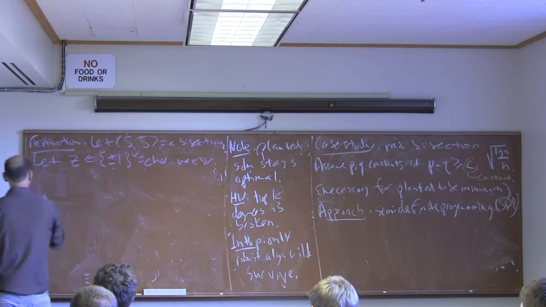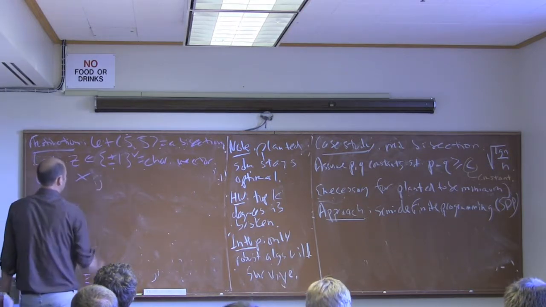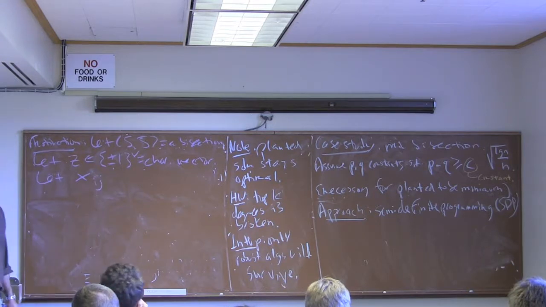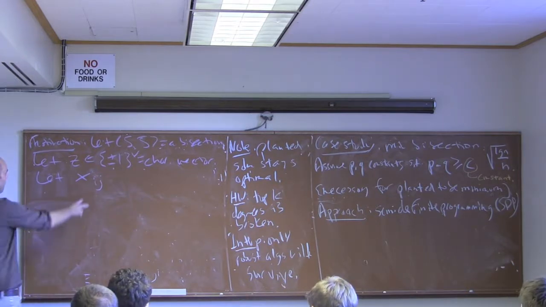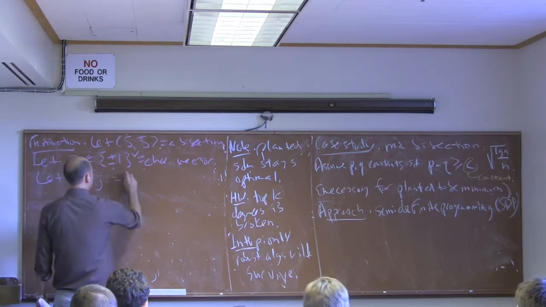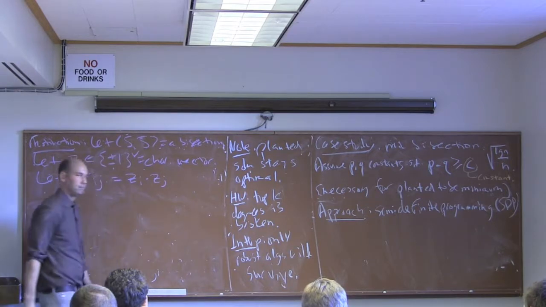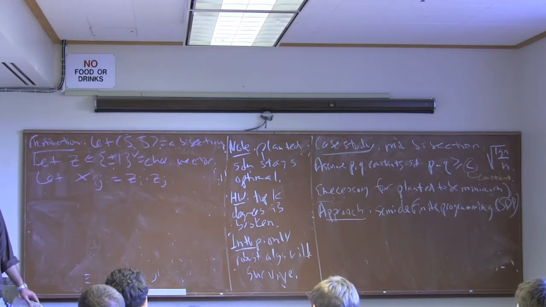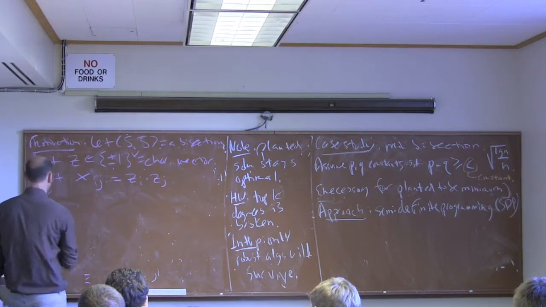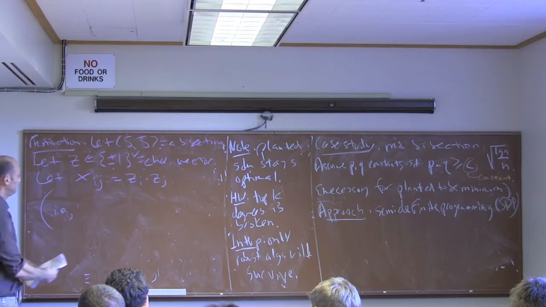Now define, and it's not going to be immediately clear why I'm doing this, but I want to look at products of pairs of these zi's. Okay, so for a pair of vertices i and j, define xij to just be zi times zj. So also a plus or minus 1. And it's going to be useful to think of the matrix of all of the xij's.